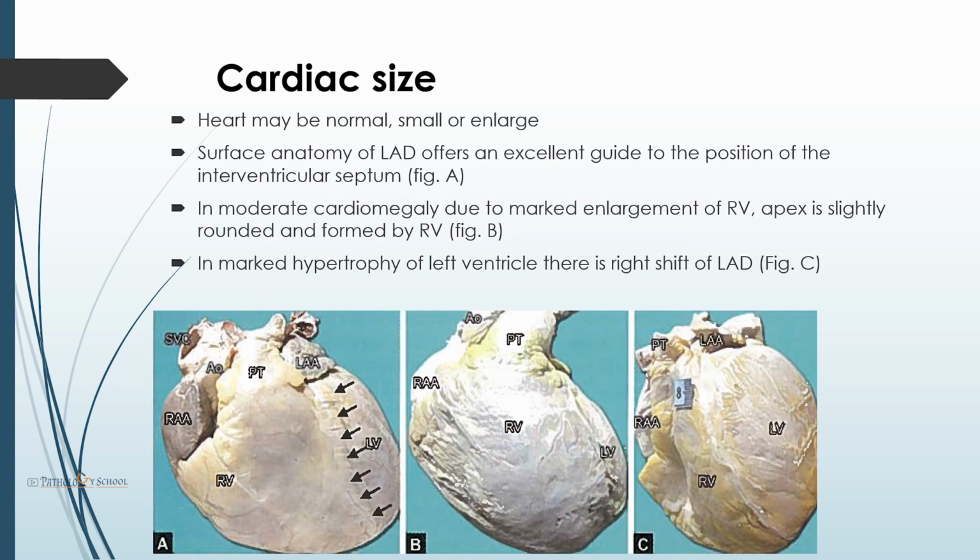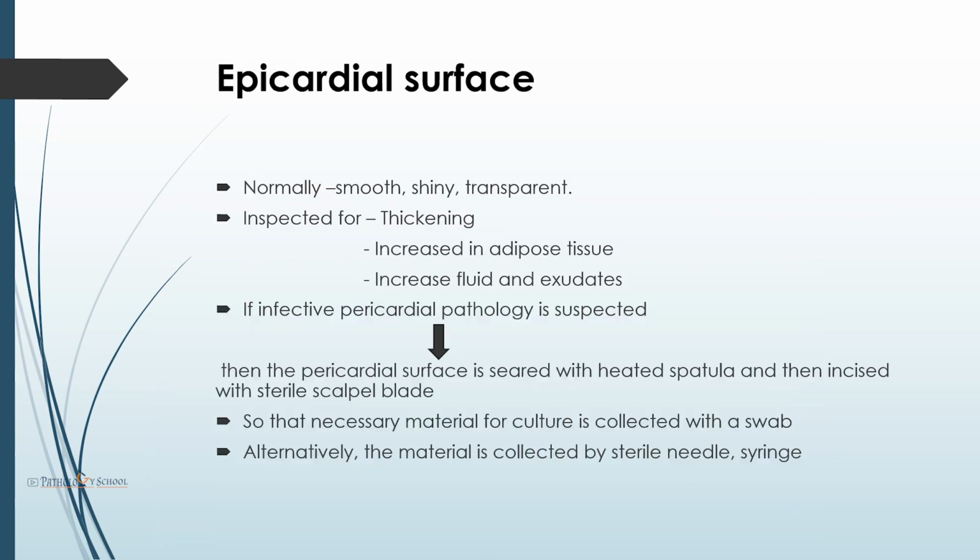Cardiac size. The heart may be normal, small or enlarged. The surface anatomy of the LAD offers an excellent guide to the position of the interventricular septum. In moderate cardiomegaly, due to marked enlargement of the right ventricle, the apex is slightly rounded and formed by the right ventricle. In marked hypertrophy of the left ventricle, there is a rightward shift of the LAD.